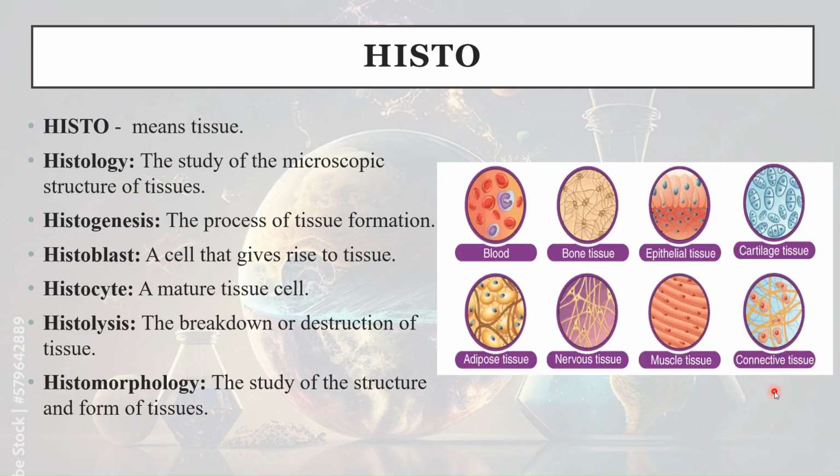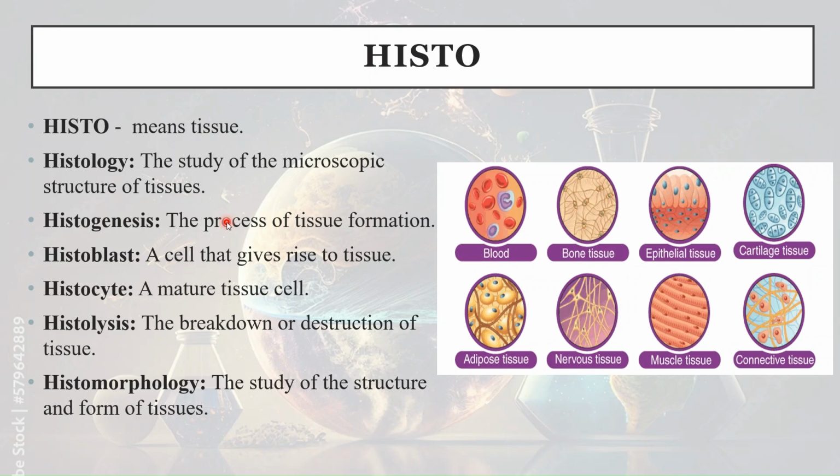The next word we are going to see is histo. Histo means tissues. We have different types of tissues. Examples: blood tissue, bone tissue, epithelial tissue, cartilage tissue, adipose tissue, nervous tissue, muscle tissue, and connective tissue. So here we are going to see some examples related to words starting with histo.